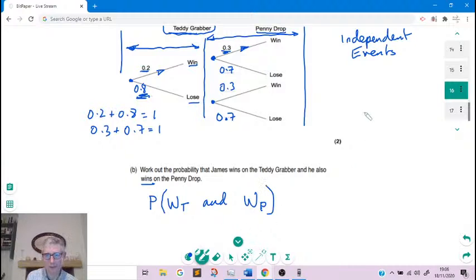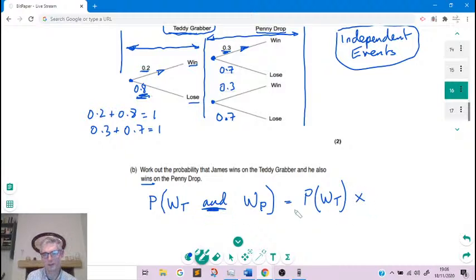When we've got independent events, like we described, then we can say that that's going to be equal to the probability of winning on the teddy grabber, and the "and" turns into a multiply. So when it's independent events and we want to know the probability of two things happening in order, then the "and" turns into a multiply.